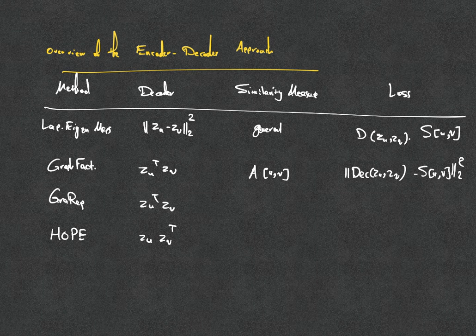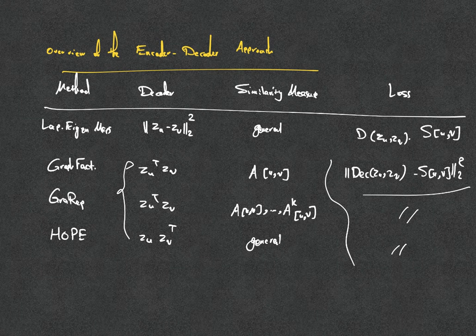So we can see that the graph factorization, GraRep, and HOPE have this decoder here. So they basically have the same thing. They have different constraints on the similarity measure, however. But all of these three have the same loss.